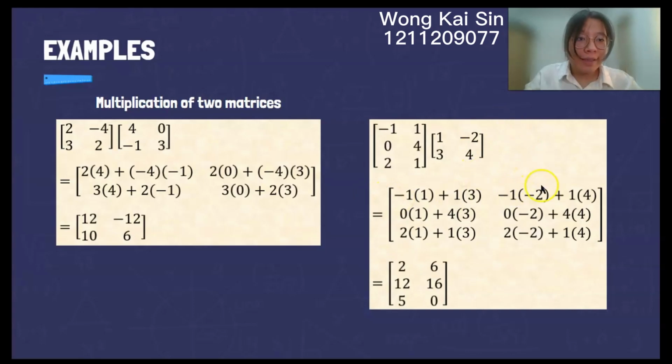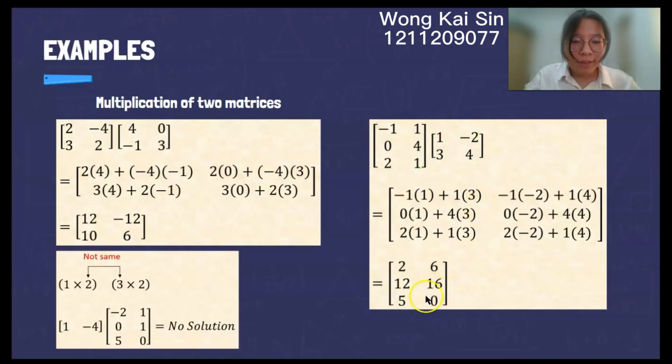After that, looking at the second question, it is the same as before, but 3 times 2 and 2 times 2. So looking at the first row and first column, we multiply and add them together. So the answer we get is 2, 6, 12, 16, 5, and 0. But some questions don't have any solution, like this one. 1 times 2, 3 times 2. But the dimensions at the back and in front are not the same, so this one has no solution.